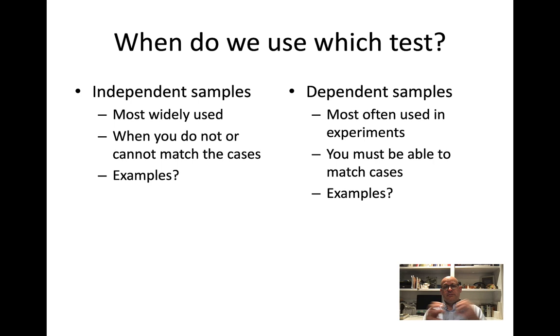Dependent samples are different. You have to design a dependent samples test. You measure before, control the stimulus, measure afterwards. Or you could look at something over time, like what the city's accident rates were. We made some change. Now we compare the city's accident rates later, the exact same city over time. That's a dependent sample.